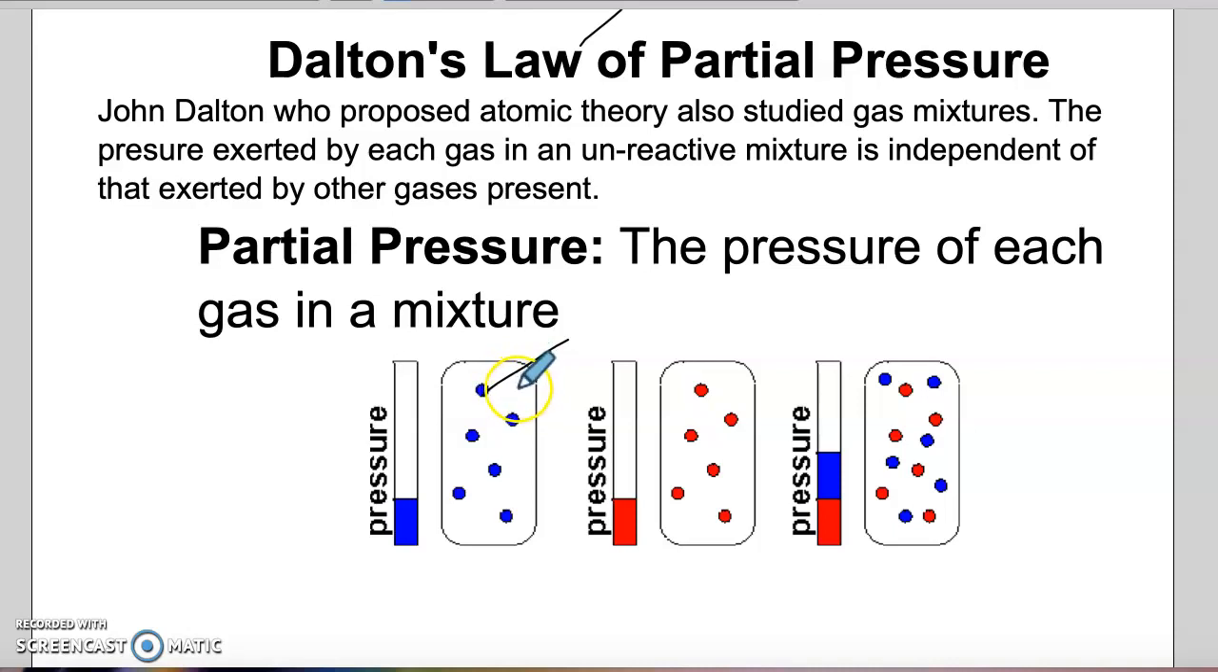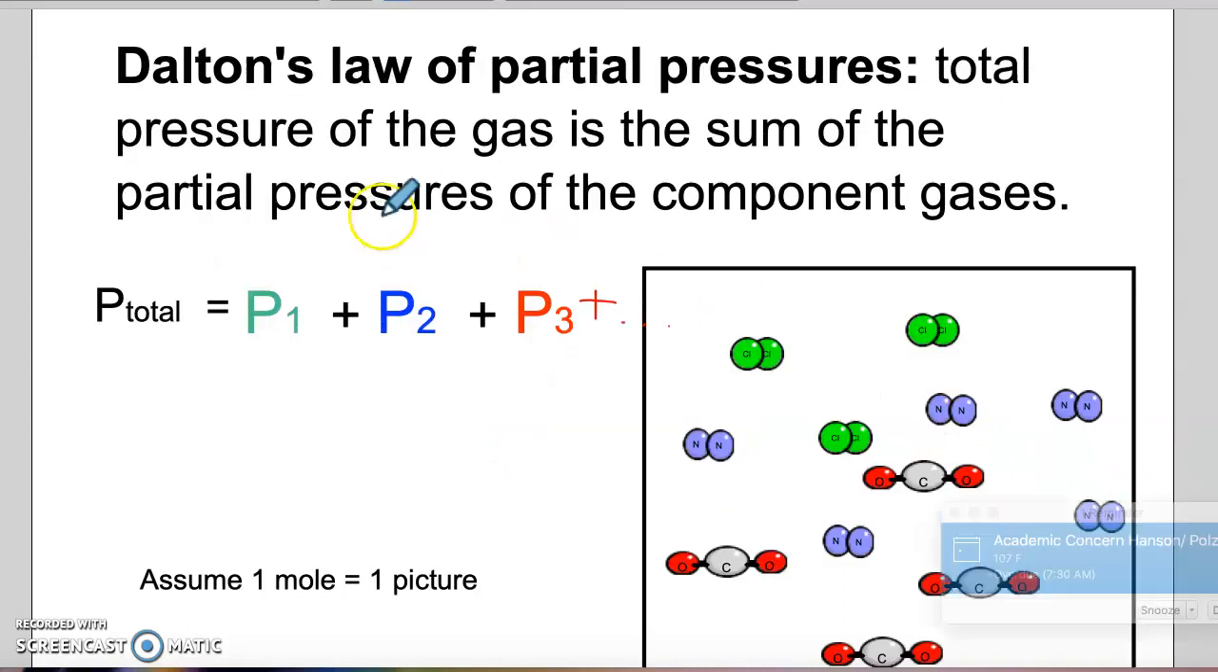if you have one gas that has a pressure of, let's say, 1 atm, and then another gas with a pressure of 1 atm, then when you add the gases together and you have a mixture of gases, the pressure would then just be 2 atm. So the pressure of each gas can be just added together.